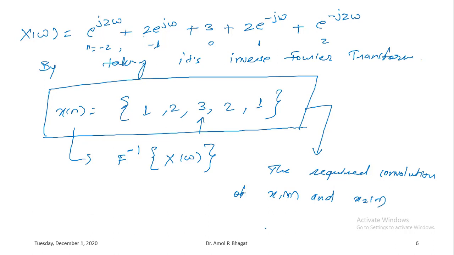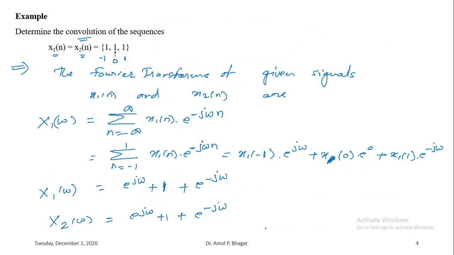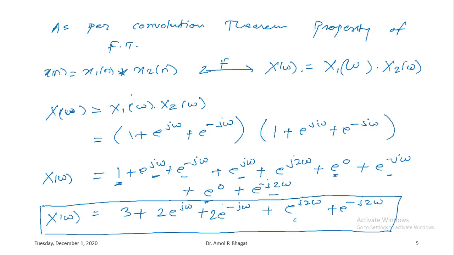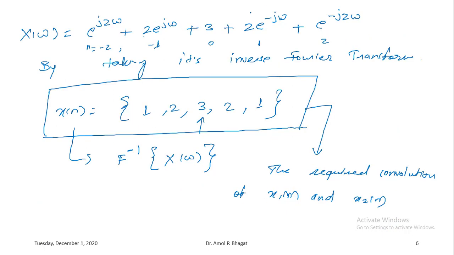So this is how we can use the convolution theorem property of the Fourier transform to identify the convolution of the given signals. So what we are doing initially, we are identifying the Fourier transforms of the given signals, right? So x1 of n's Fourier transform x1 of omega, similarly x2 of n's Fourier transform x2 of omega. Then we have multiplied these Fourier transforms to get x of omega, and after getting x of omega we are identifying the inverse Fourier transform of it to get the actual convolution result of the given signals. Okay, so this is nothing but the convolution theorem property of the Fourier transform.